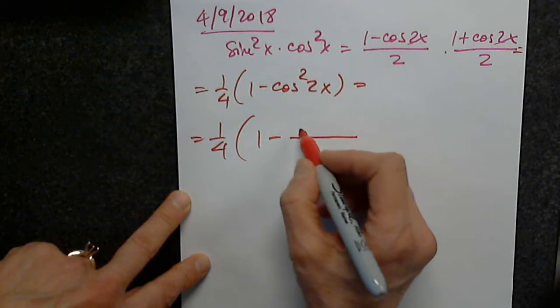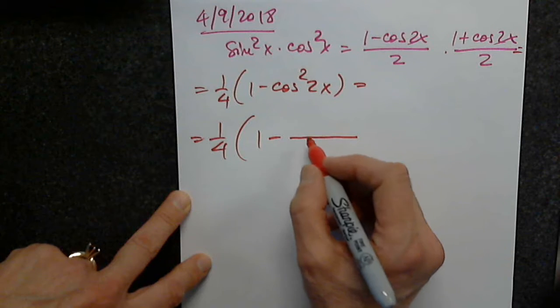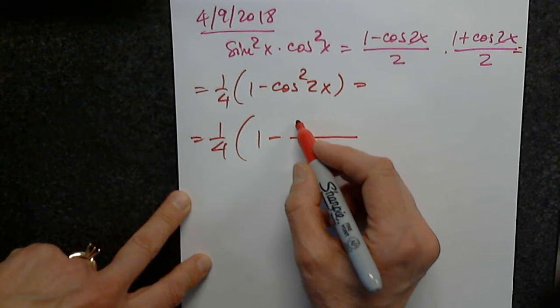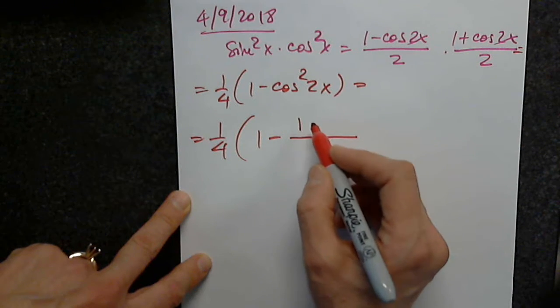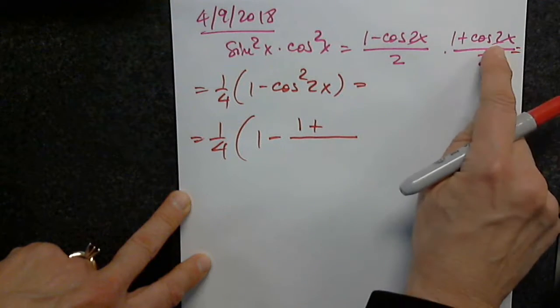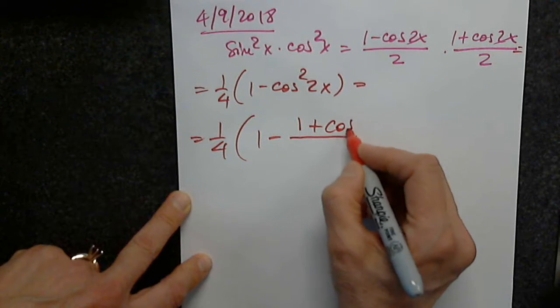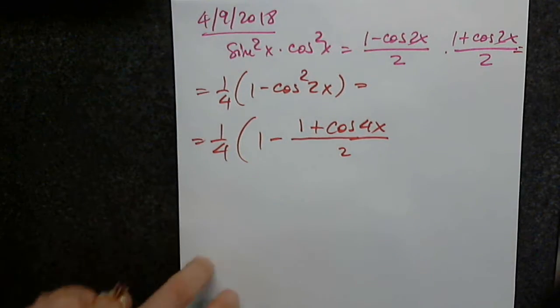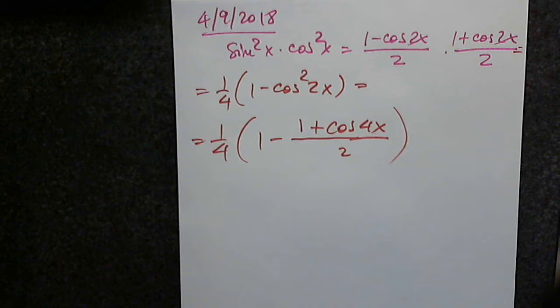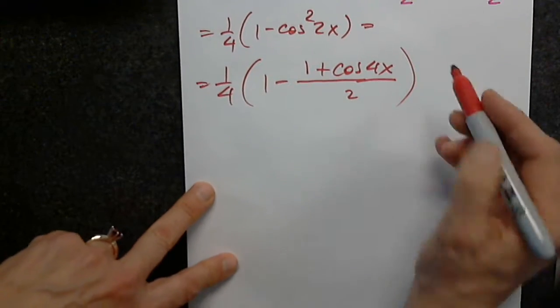Can anyone say what I should write? One plus cosine 2x. But if this is 2x, I cannot write 2x. Exactly. Cosine 4x divided by 2. Basically, I'm done. There is only cosine in the formula, and that cosine has power 1. But I would like you to work on it a little bit and simplify it, because it's what we should do.